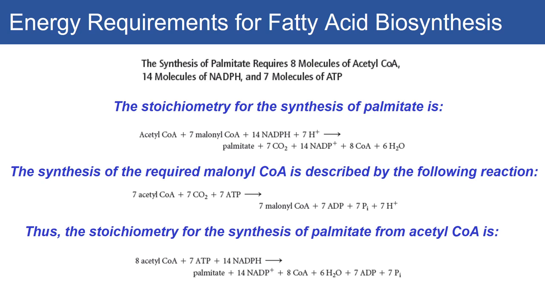Okay, so the energy requirements for fatty acid biosynthesis. So here's the stoichiometry. It takes some energy to do this. The synthesis requires 8 molecules of acetyl-CoA, 14 molecules of NADPH, and 7 molecules of ATP, and this shows the stoichiometry for this whole setup. So the stoichiometry for synthesis of palmitate, again, is there. That's that equation, and we see that we need 7 ATP, and the sum to generate 1 palmitate fatty acid is at the very bottom.